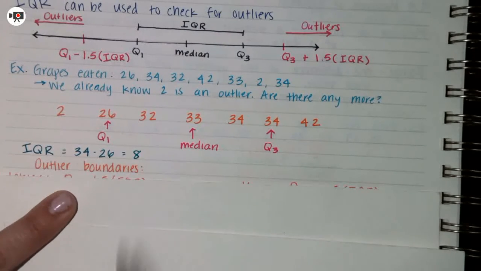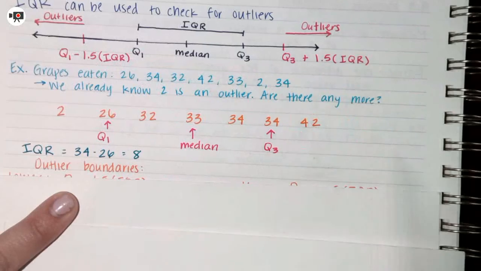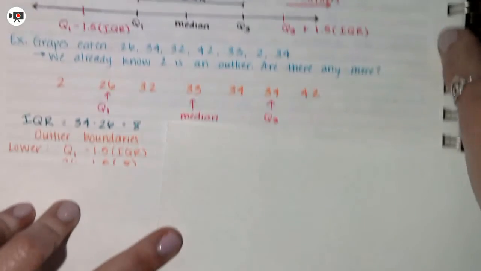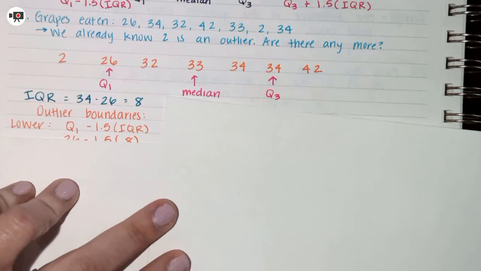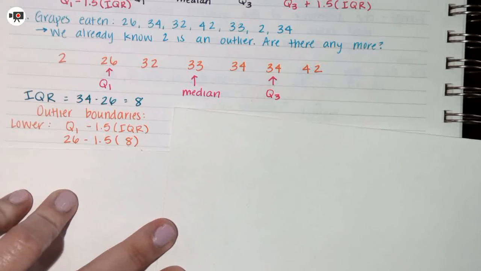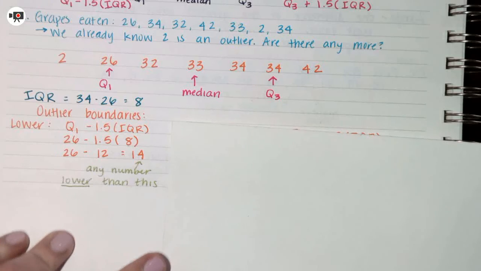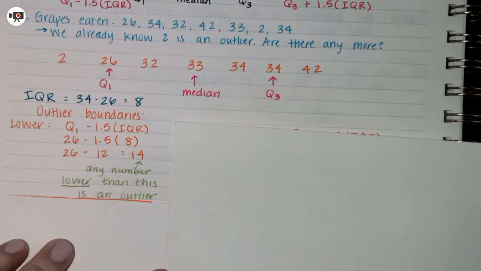To find the outlier boundaries, what are these numbers? That would be quarter 1 minus 1.5 times IQR. So that's 26 minus 1.5 times 8. 1.5 times 8 is 12, and 26 minus 12 is 14. So any number lower than 14 is an outlier.